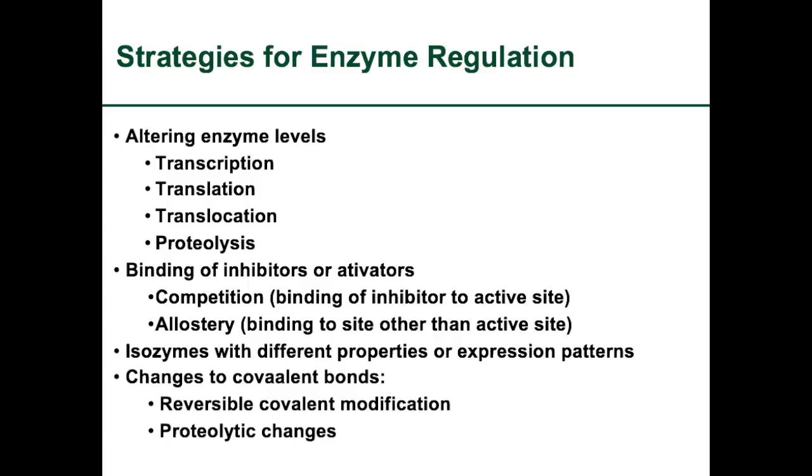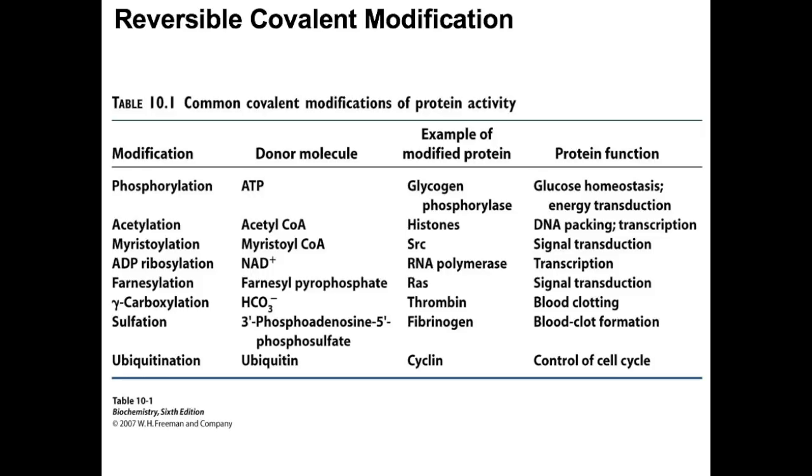Finally, enzymes can be regulated through changes that include breaking or making covalent bonds. These include reversible covalent modifications and proteolytic changes. These are some of the reversible covalent modifications that occur in biological systems. Each of these functional groups can be added to a biomolecule. You are responsible for knowing about phosphorylation, acetylation, and ubiquitination.